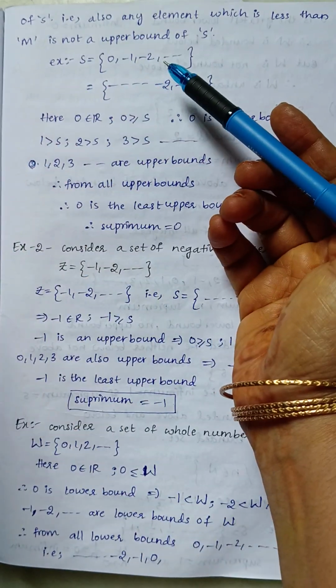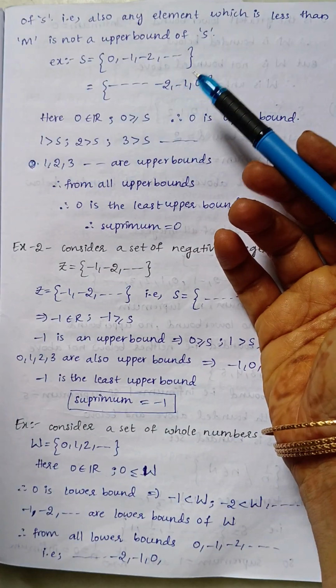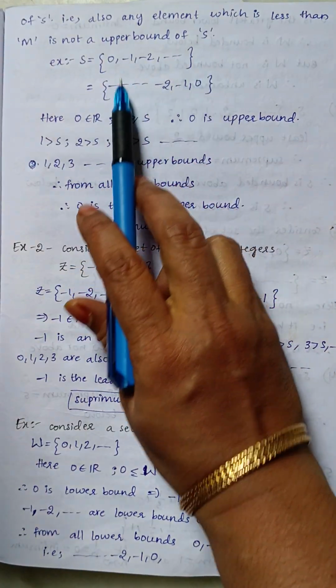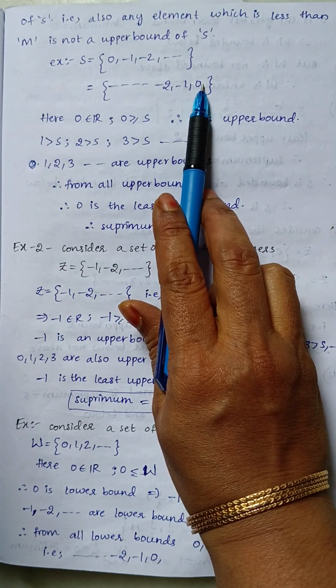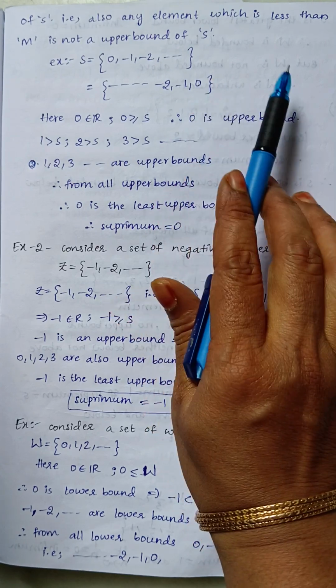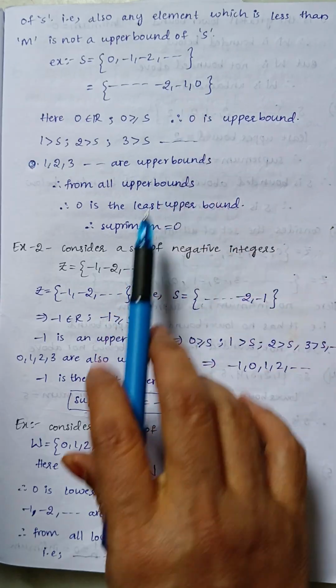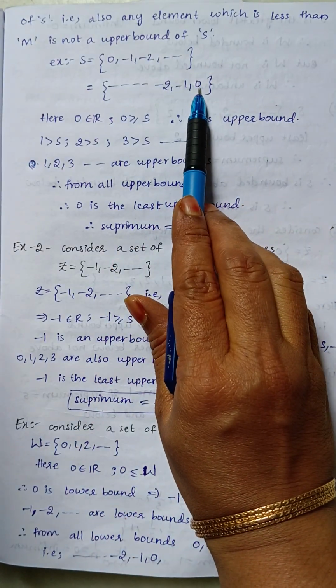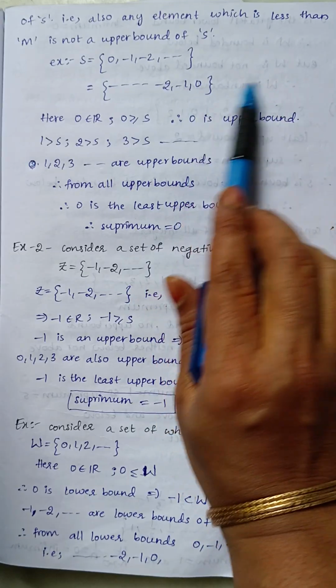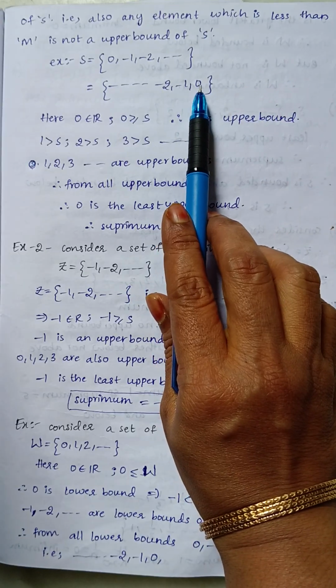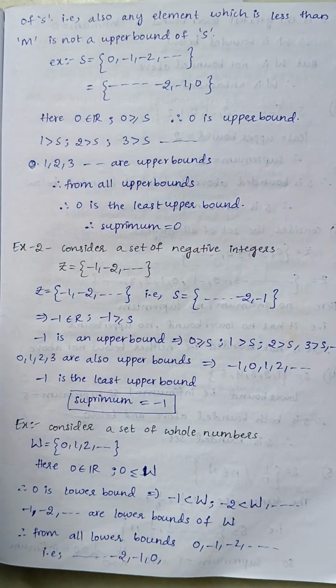Suppose it is in ascending order, no need to convert. Suppose it is in descending order, converting into ascending order. Which one is the greatest number, that means the right end will be there, then this will be the supremum, because this is an upper bound. Any number greater than 1 is also an upper bound. So, out of all these, the least upper bound is nothing but 0. That's why it is the supremum.